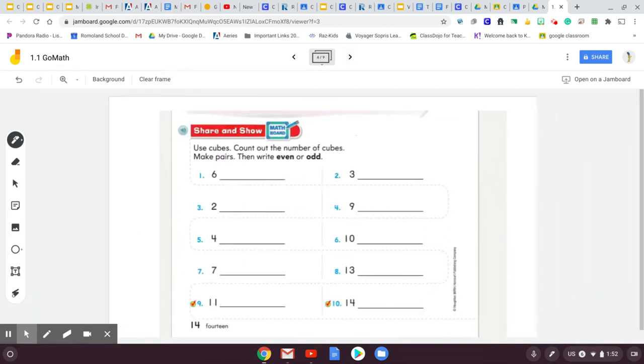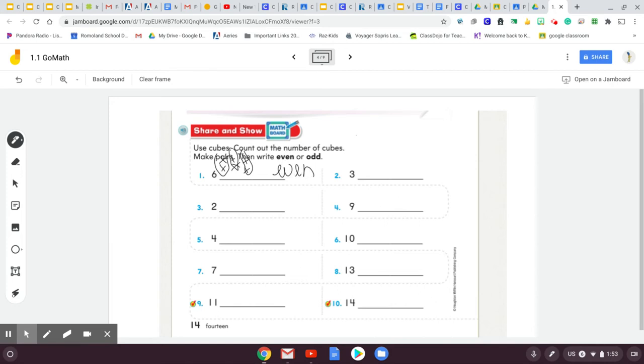Okay, we're going to go to the bottom of page 14. Share and show. Make cubes. Count out the even number of cubes and make pairs. Then write even or odd. Well, obviously I'm doing this on the computer. I don't have any cubes. But what I can do is I take my 6 and I'm going to make an array. I'm going to put X's here, 1, 2, 3, 4, 5, 6, and I'm going to pair them up. Those have a pair, those have a pair, those are even.